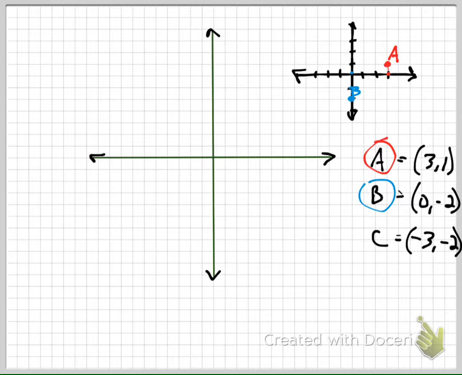Letter C, we'll do it in green. Where is -3, -2? The -3 is the x-axis. That means we're going to go to the left 3, right? Left 3, right here. That guy. And then -2. Which way is -2? Which way on the y-axis? It's down here. Right? There is C. When you connect the dots, what do we get? A triangle, right? Creates a triangle. Makes sense?